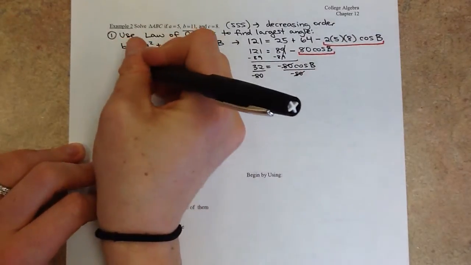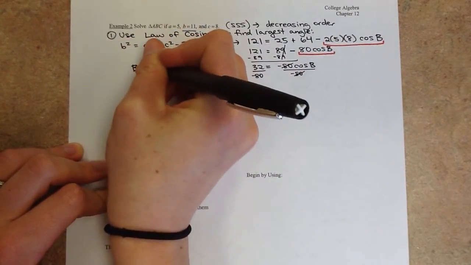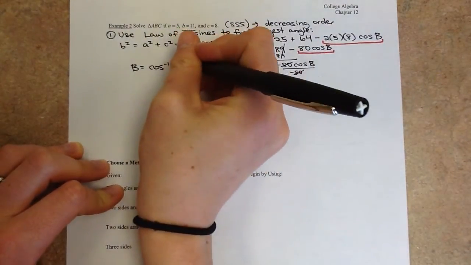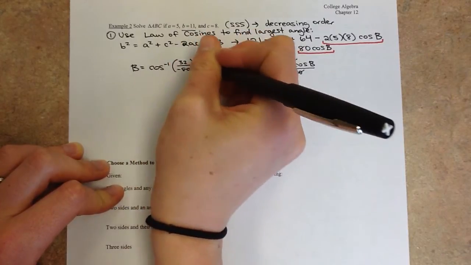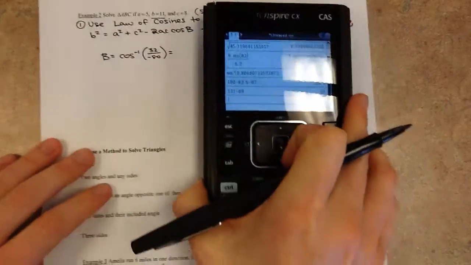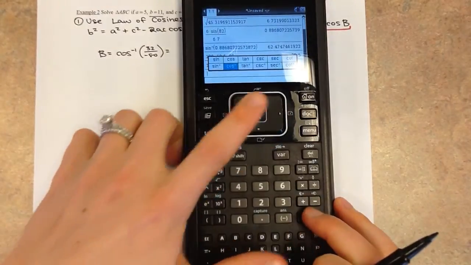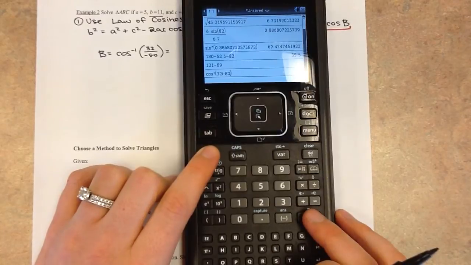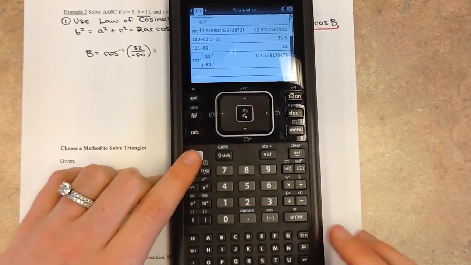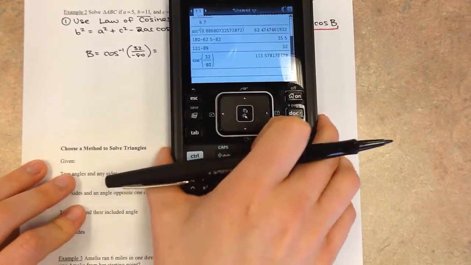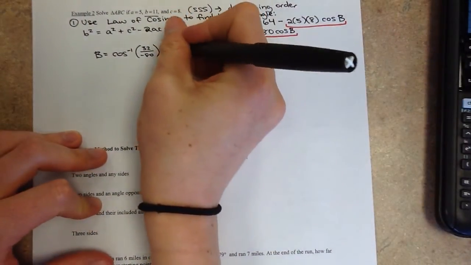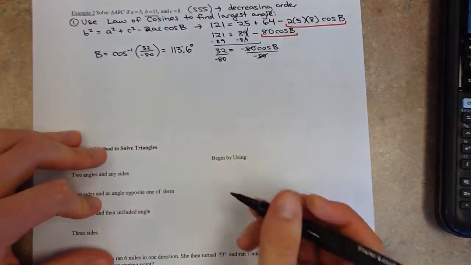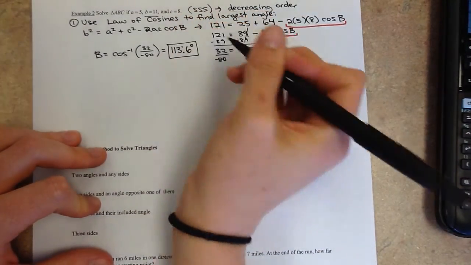All right, so let's move over here where I've got some space. So if I want to find B, I take the inverse cosine of this side, 32 over negative 80. Okay, so we're going to plug that in. So inverse cosine of 32 divided by negative 80. That's going to tell me what my first angle is. Okay, so I get 113.6. I would round that 5 up. Oops, 0.6 degrees. Sorry, ignore that little dot. So that is B. That's my first measurement.